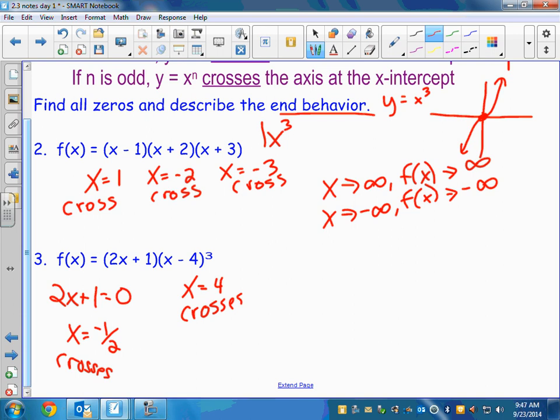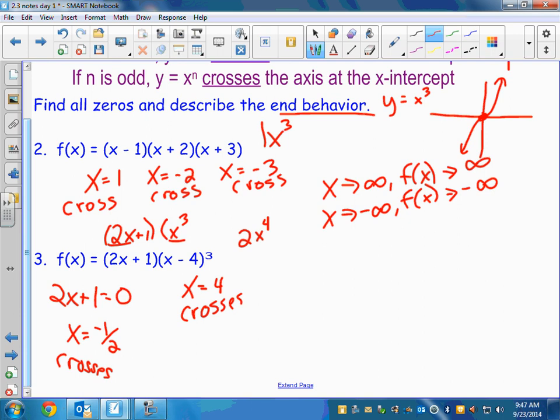What would be the degree of this if we worked it all out? The idea is I don't want you to have to multiply this all out, right? We're just looking for the highest one. So if I took x minus 4 to the third, what would be the first term? So it would be x times x times x. So then if I took x to the third times 2x, it would be 2x to the fourth.